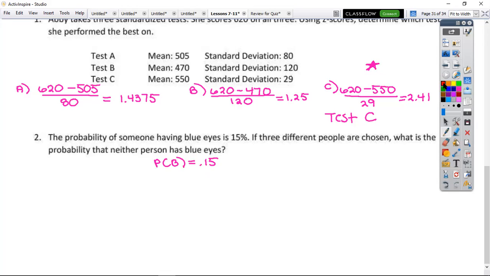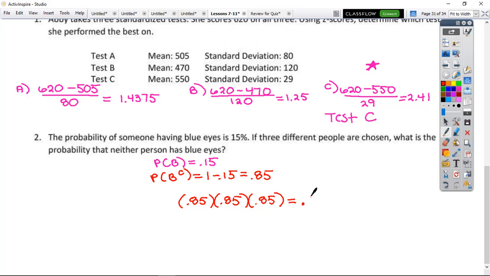So the probability of not having blue eyes is what we refer to as the complement. So 1 minus 0.15 is equal to 0.85. And these are all independent events. So I do person number 1 times person number 2 times person number 3. And that's it. So just like your homework problem. And that is all the work you need to show on your papers.